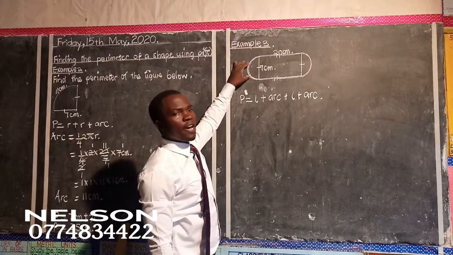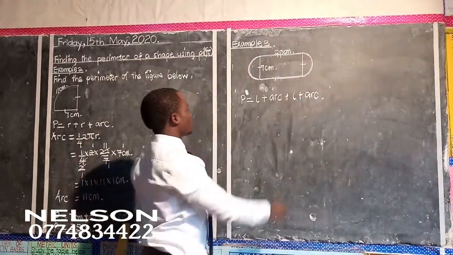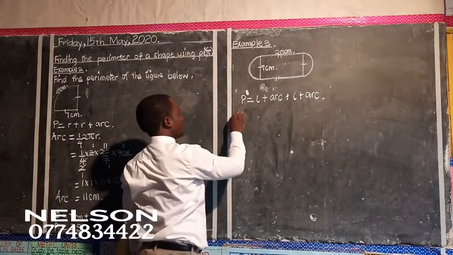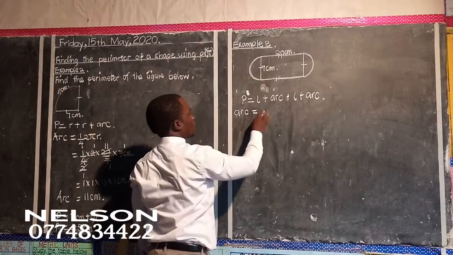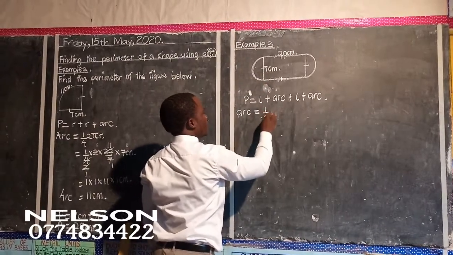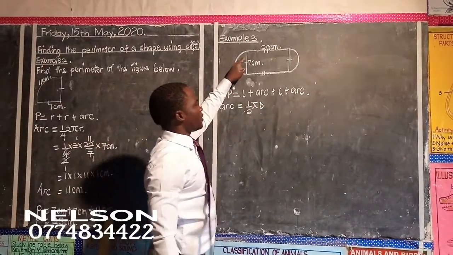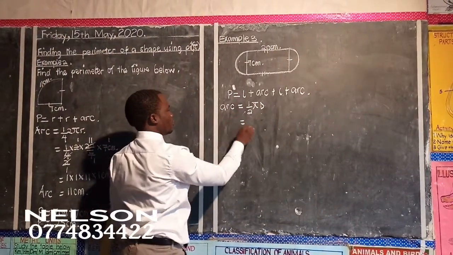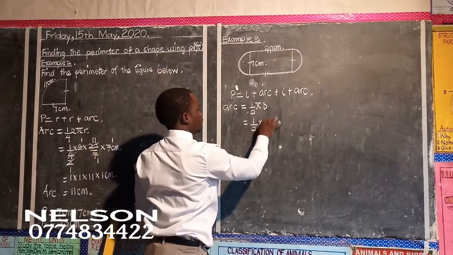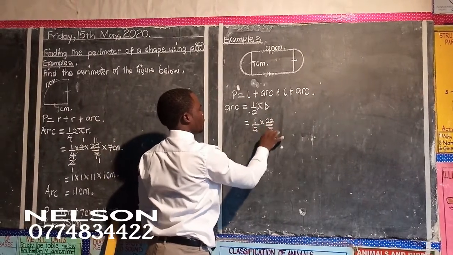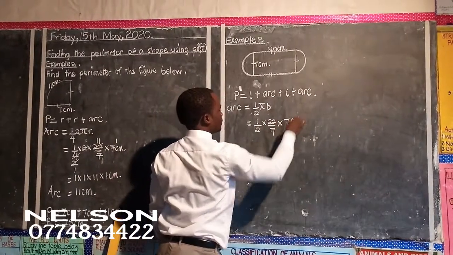So when you find the length of this arc, it will be the same as the length of that arc. So let's find the length of this arc. We say arc equals, remember it is a semicircle, so this will be a half pi d, because it has the diameter. And this will now be a half times 22 over 7 times the diameter, which is 7 centimeters.